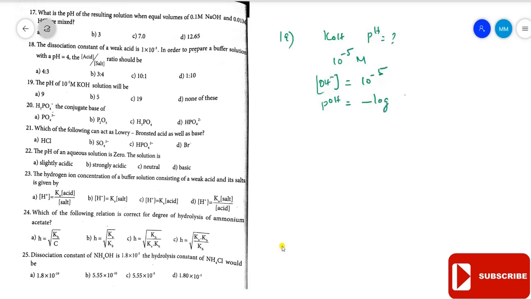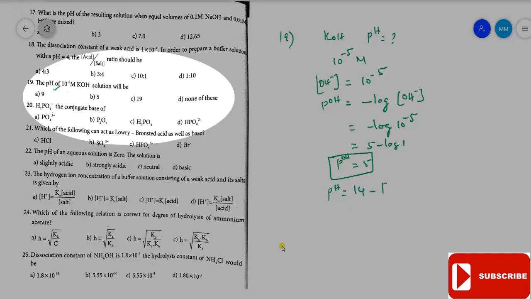pOH is nothing but minus log of hydroxyl ion concentration. By substituting this value, minus log 10 power minus 5 is equal to 5. So pOH is equal to 5. Here the question is pH. pH is equal to 14 minus pOH. 14 minus 5 is equal to 9. Your answer is A.